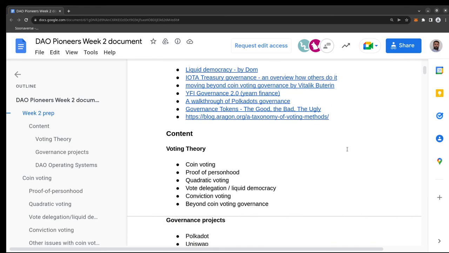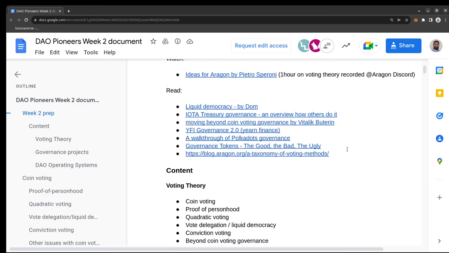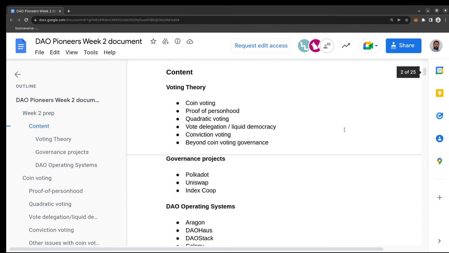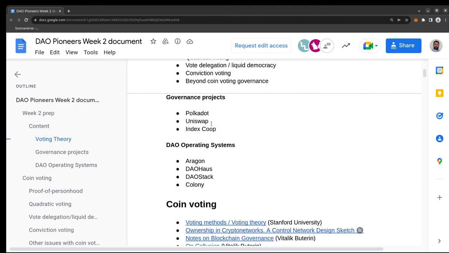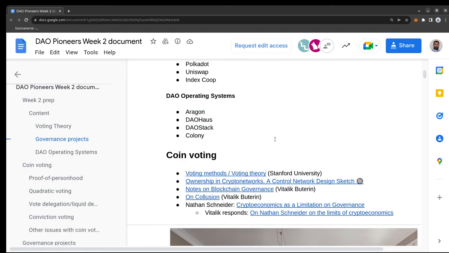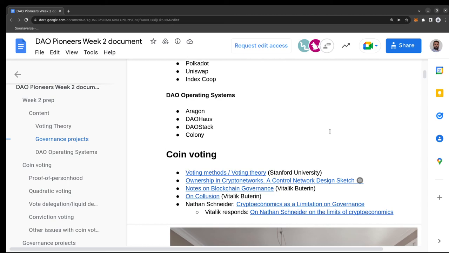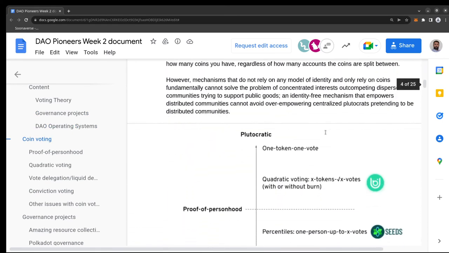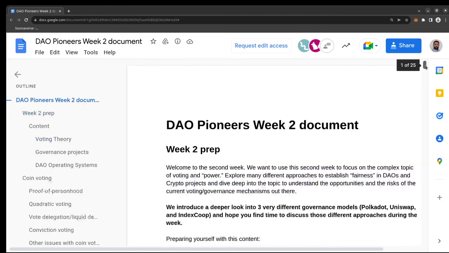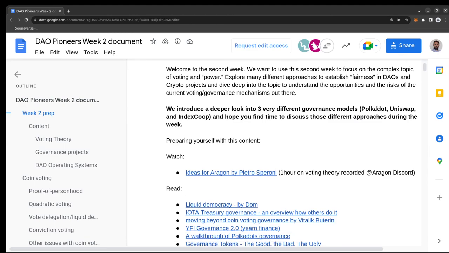And tomorrow, since we have only three meetings, we might start looking into some projects like Polkadot and Uniswap, or maybe IndexCoop, to figure out how they are doing it, and to explore how they do governance, which might be really eye-opening. And then if everything fits, on Thursday we're going through some of these DAO operating systems, so these platforms that help us set up DAOs. So again, take time to go through these materials. It's not mandatory, please. It's your own education around DAOs, so take your time and explore them even outside of these meetings.